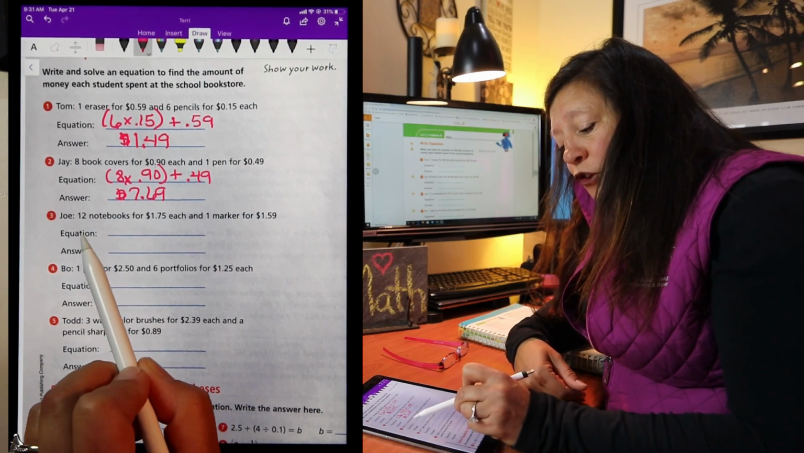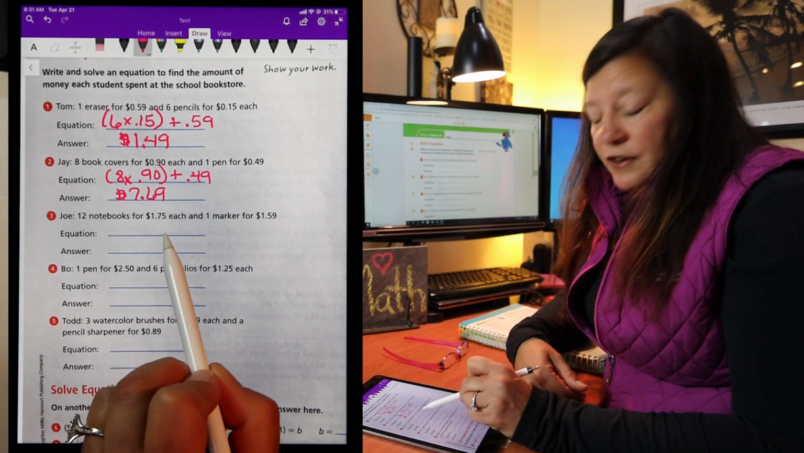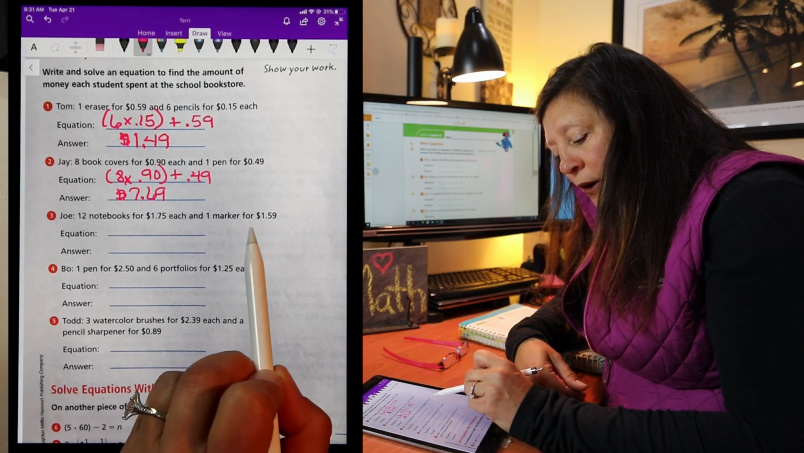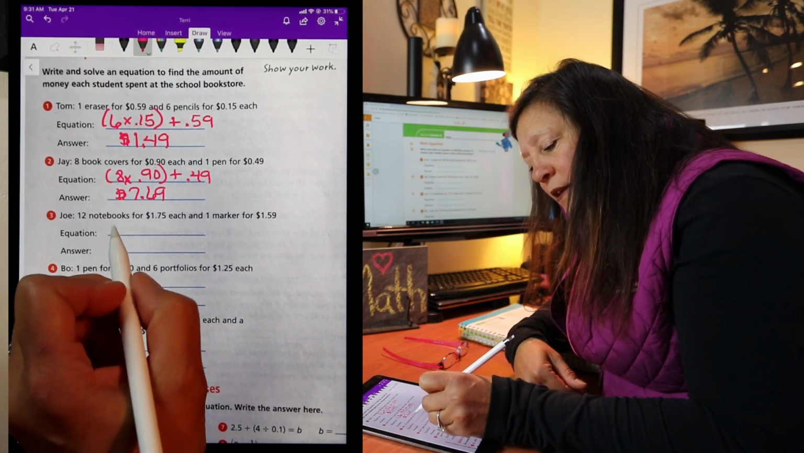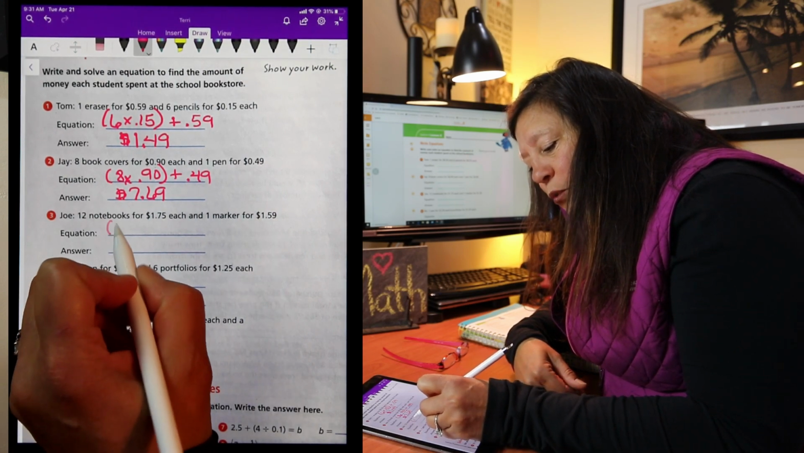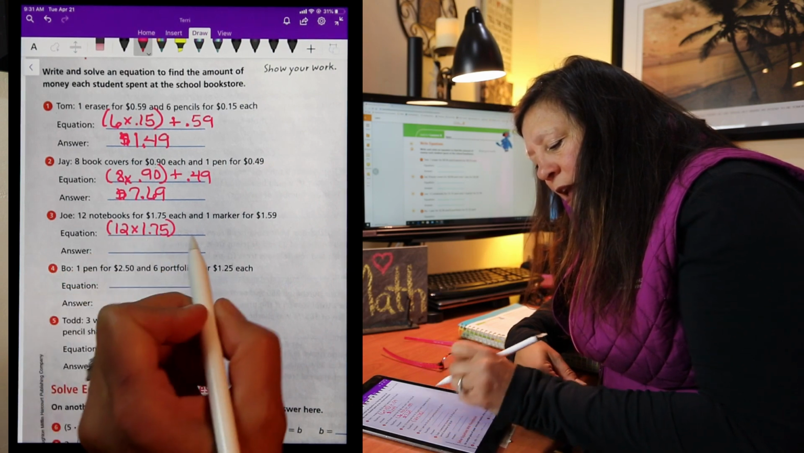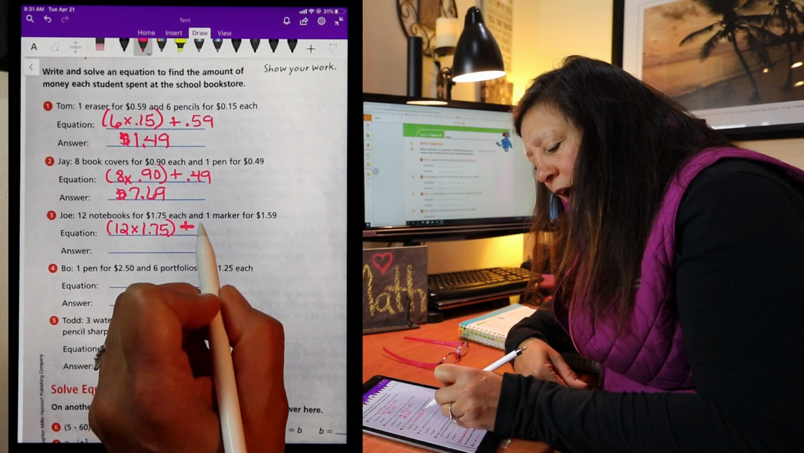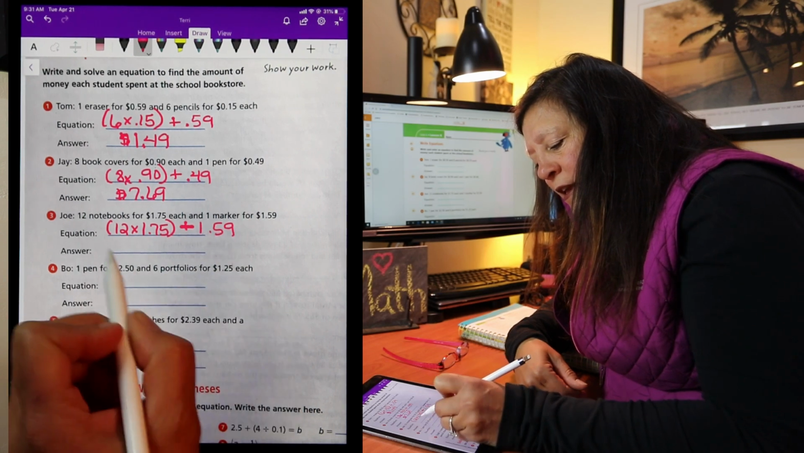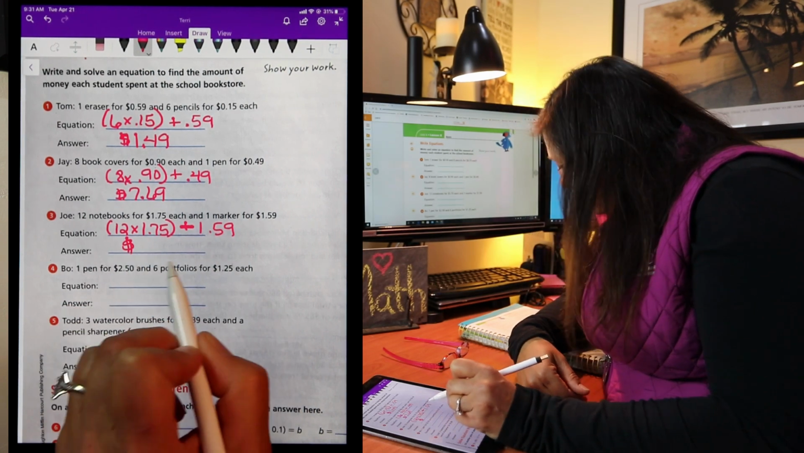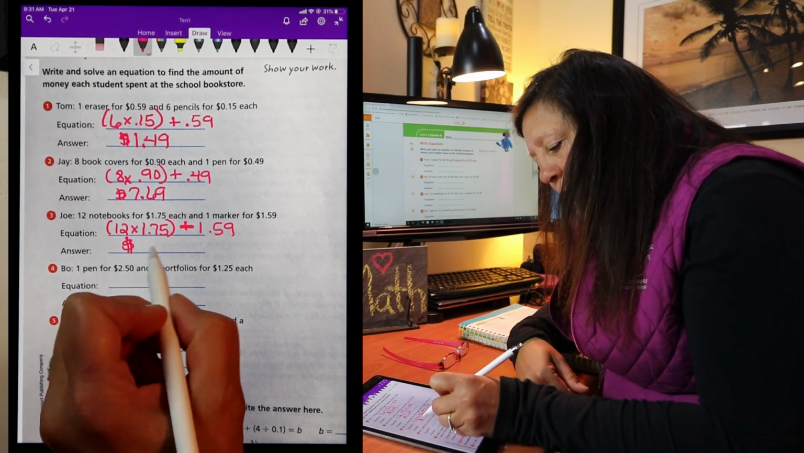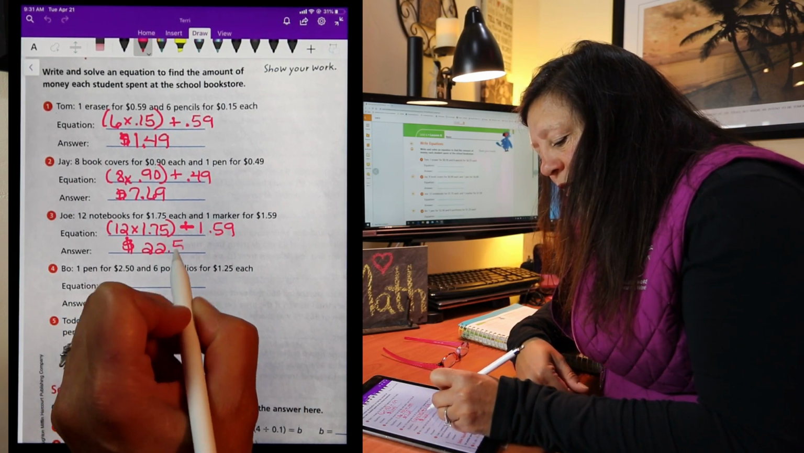Number 3, Joe bought 12 notebooks for $1.75 each and 1 marker for $1.59. Okay, so here we have 12 notebooks times $1.75 and then only 1 marker. So we're going to add that in the end. And after you do your math, you should come up with $22.59.